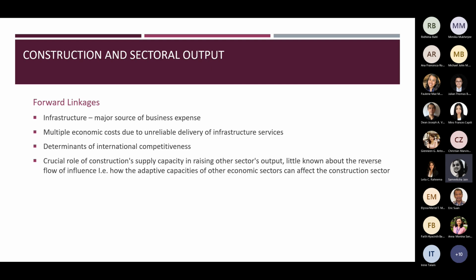Infrastructure has also become one of the determinants of international competitiveness, as we know, which directly impacts the ability of the country to engage in international trade and to compete for direct foreign investments. So to conclude, while the crucial role of construction's supply capacity in raising other sectors' output has been established, there is very little that is known about the reverse flow of influence. That is how the adaptive capacities of other economic sectors can affect the construction sector.